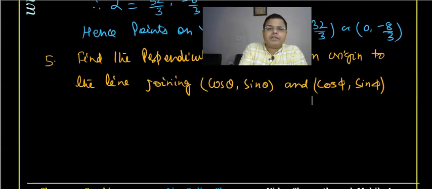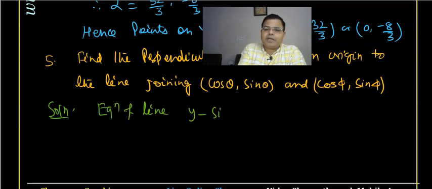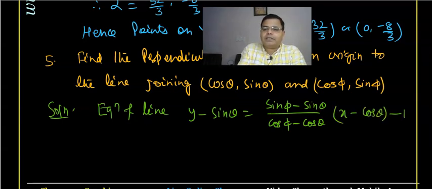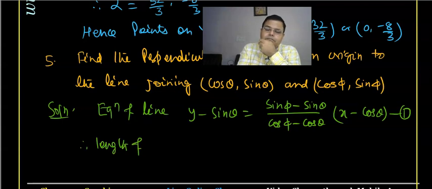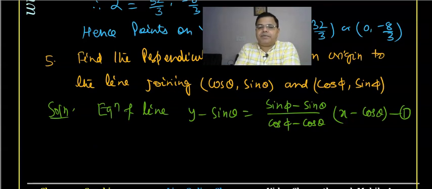So the solution can be written as: the equation of the line is given by the two-point form, y minus y1 is equal to (y2 minus y1) upon (x2 minus x1), that is (sine phi minus sine theta) upon (cos phi minus cos theta), into (x minus x1), right? This is the equation of the line. And the length of the perpendicular from the origin to the line can be written as the formula with 0, 0 upon root of coefficient of x square plus coefficient of y square. But it will be difficult for you without simplification. So let me simplify first.